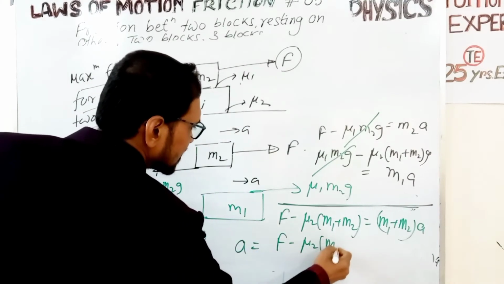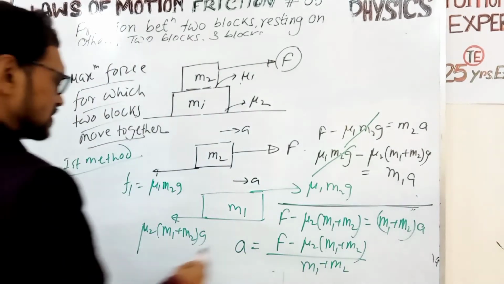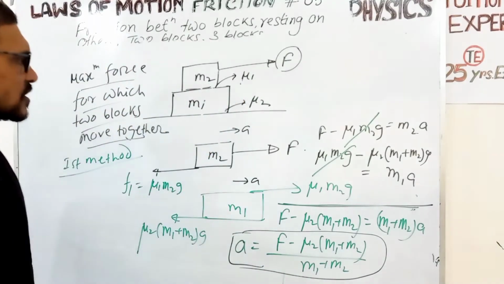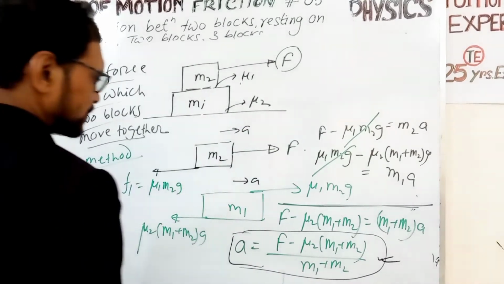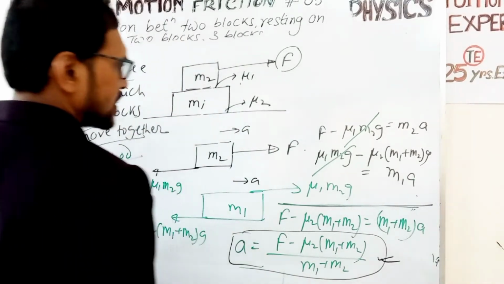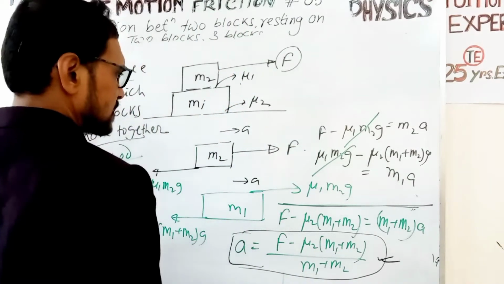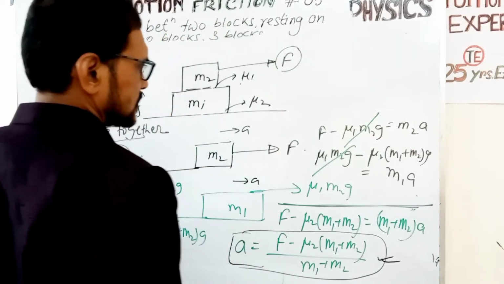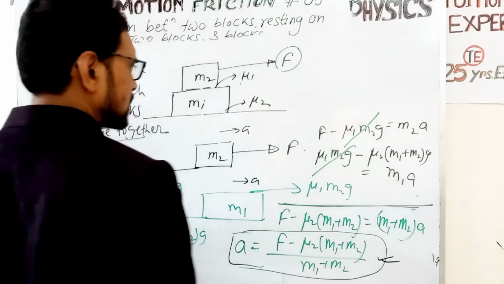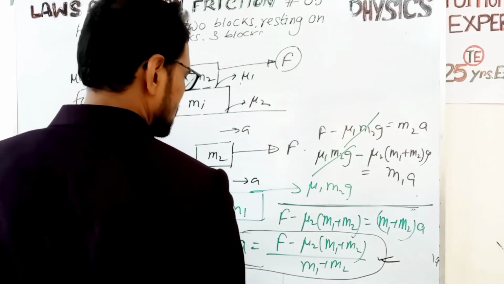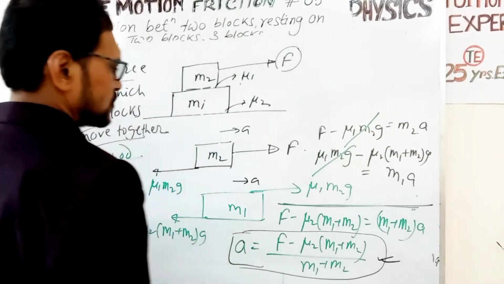So A equals F minus mu2 (M1 plus M2) g, divided by (M1 plus M2). So this is the answer. By simply drawing the free body diagram we find the acceleration of the two blocks. Now what is the maximum force for which the two blocks move together? With this acceleration the two blocks move together.